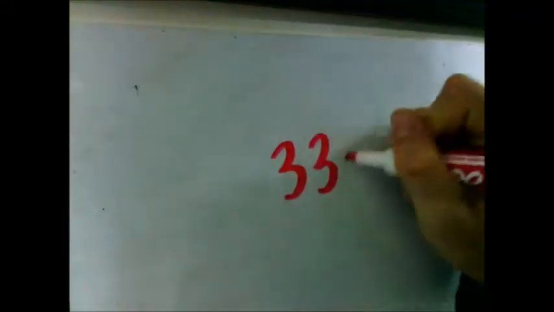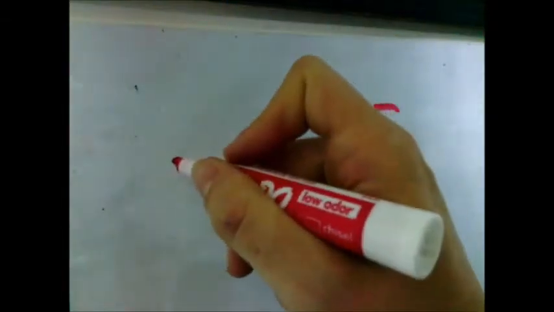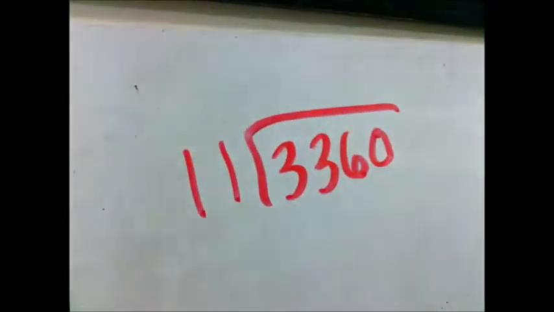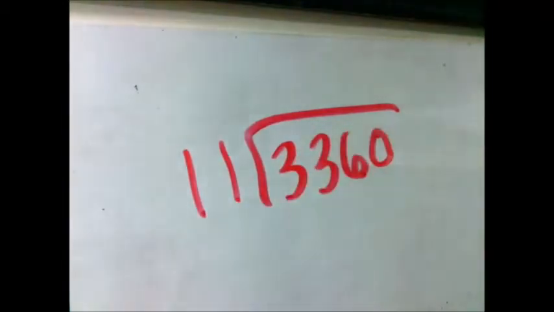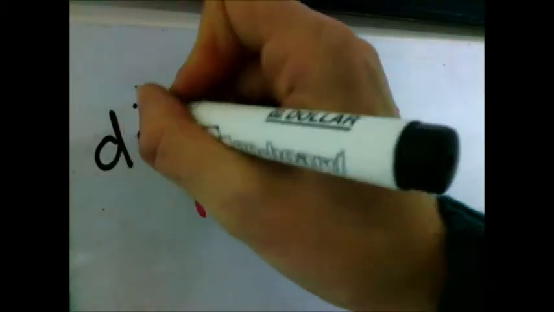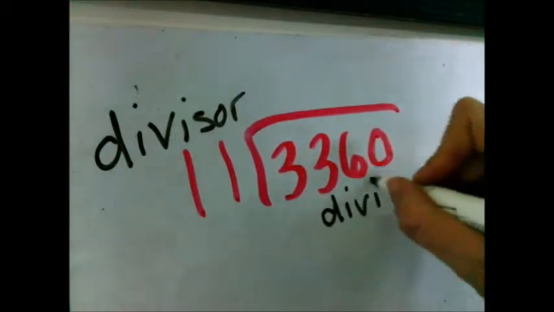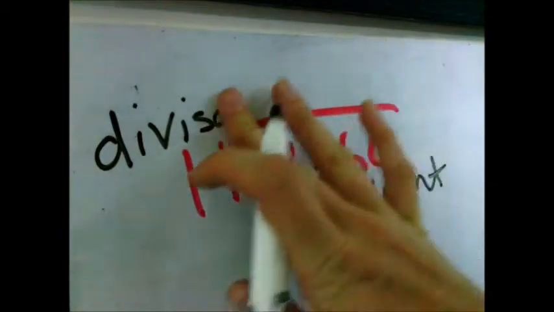Okay, let's go ahead and try one more. So I want to do the problem 3,360 divided by 11. Okay, so now we're going to do a 2-digit divisor, sorry, this is our divisor. So we have a 2-digit divisor and we have a 4-digit dividend. We're going to try to find the quotient that will go up here.